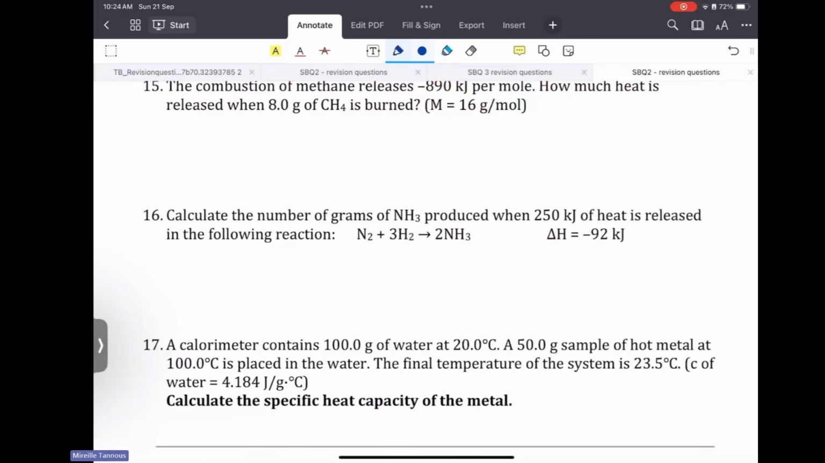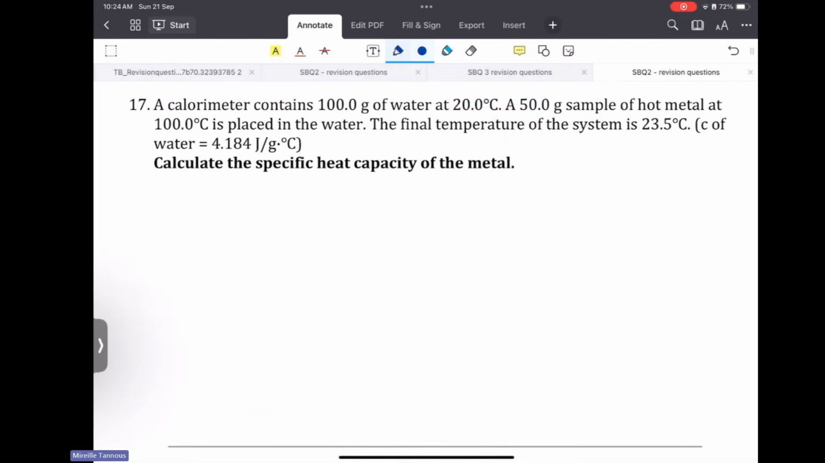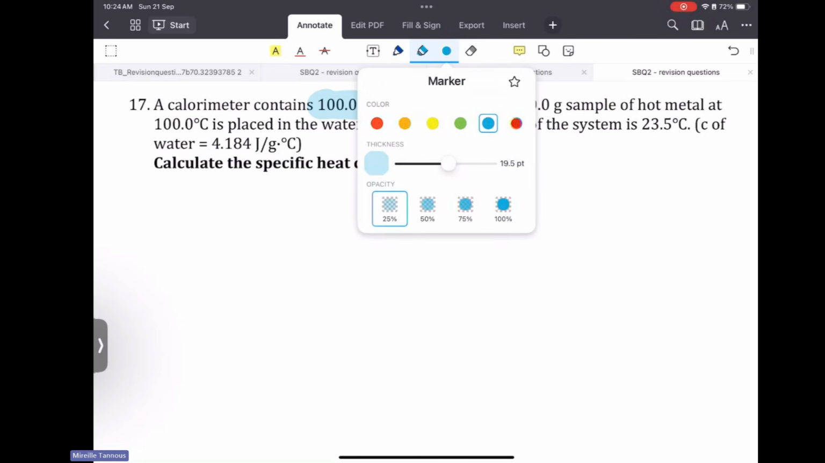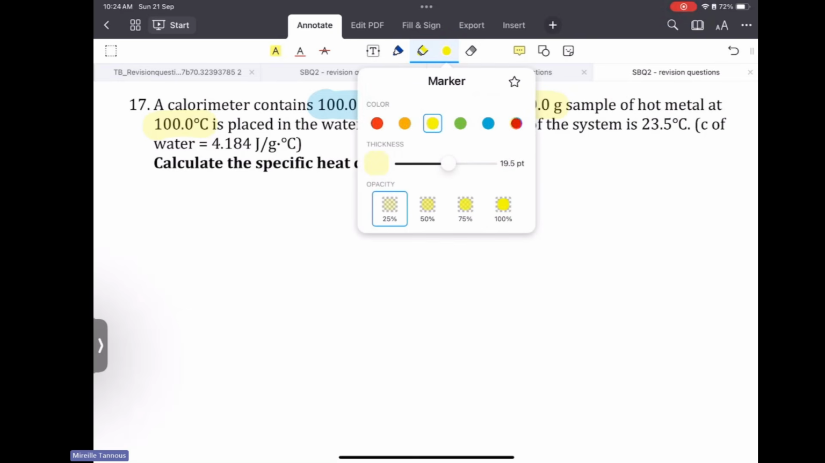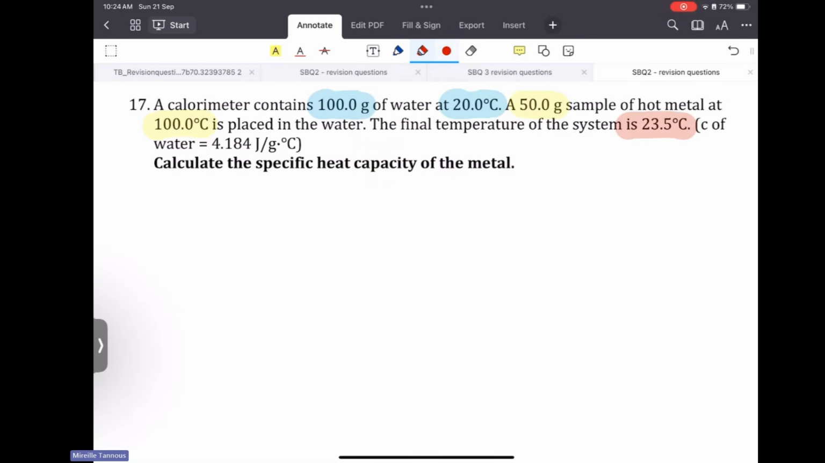Let me do question 17 immediately after it because it's related, and then I'll go back to 15 and 16. A calorimeter contains 100 grams of water at 20 degrees Celsius. Now, a sample of hot metal at 100 degrees Celsius is placed in the water. The final temperature of the system is 23.5 degrees Celsius. Calculate the specific heat capacity of the metal.